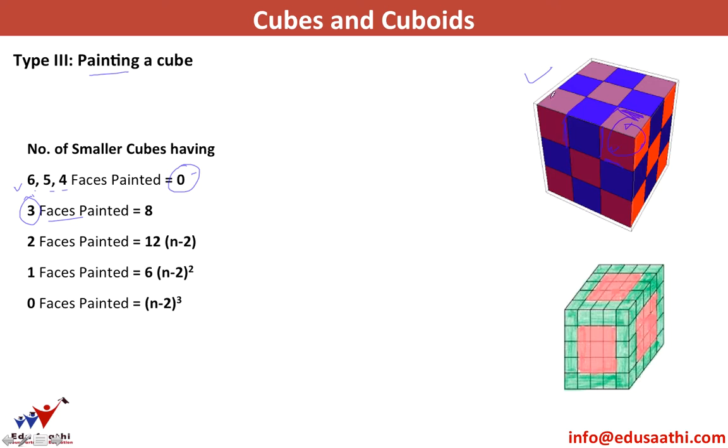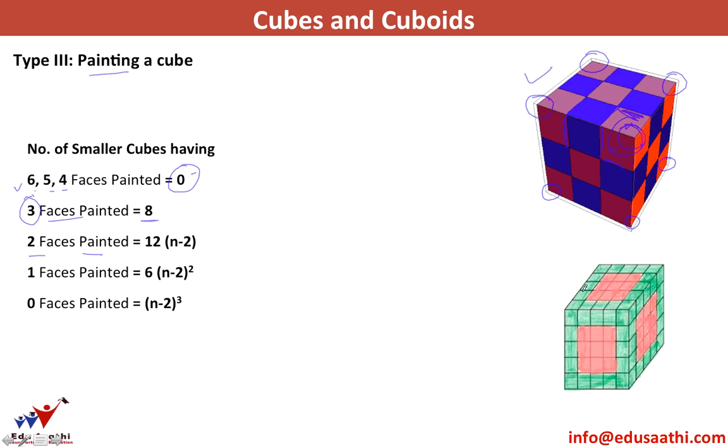For 3 faces painted, only the cubes at the corner, this is one corner, this is another corner, this is another corner, this is another corner. So 4 here, and similarly 4 at the bottom face. So 3 are shown in this figure and the 4th one is below this one. So 3 faces painted will always be 8, which is nothing but only the corners of the cube, the 8 corners of the cube. Now how many faces will have 2 sides painted?